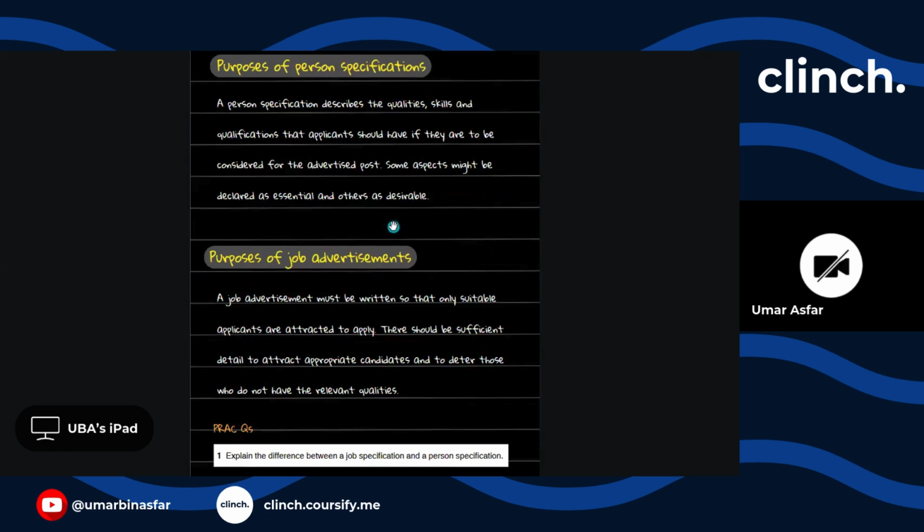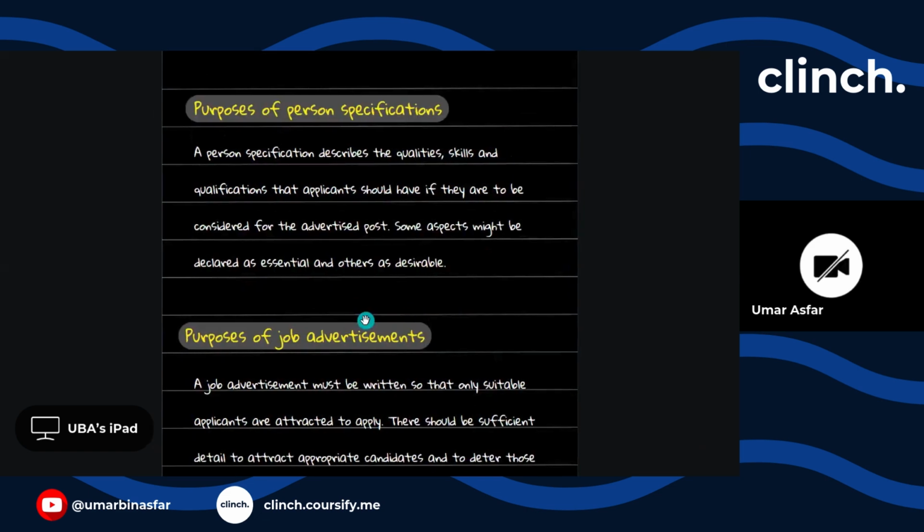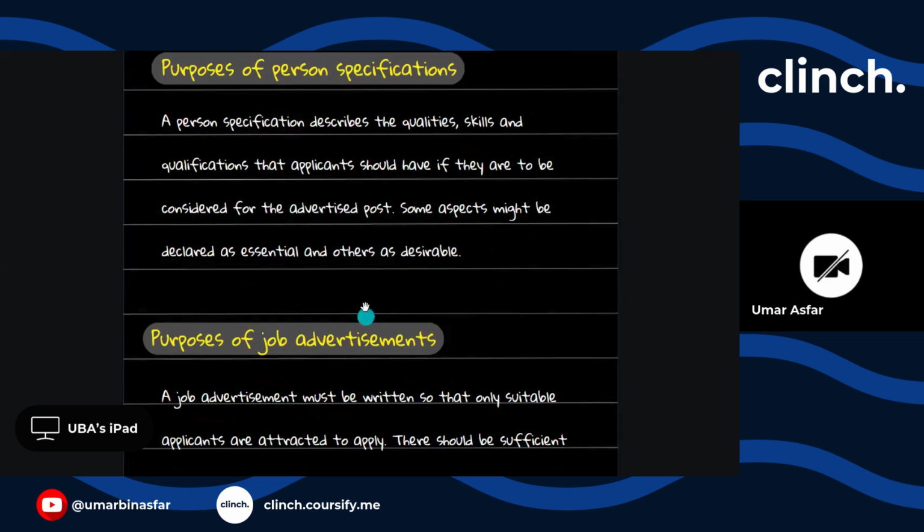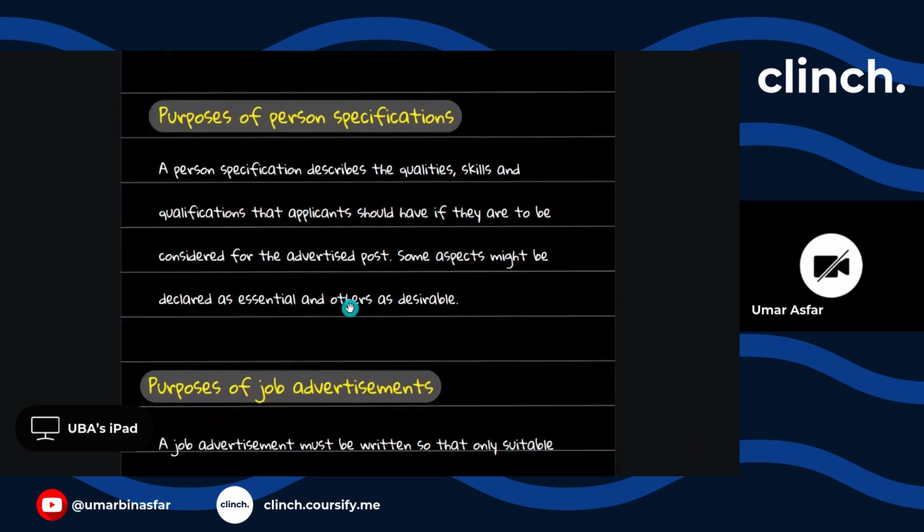Okay, so now let's move on to the person specification. The purpose of a person specification is that it describes the qualities, skills, and qualifications that applicants should have if they are to be considered for the advertised post. So by reading this, it's pretty evident that the JD is more about the job, while the person specification is more about the employee applying for the job. Some aspects might be declared as essential and others as desirable.